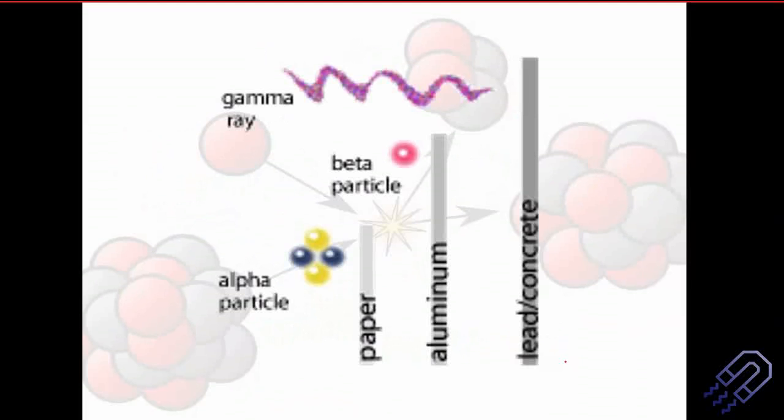This is something we saw in the last class also. If we have an alpha particle, it can be stopped by a piece of paper. If you have a beta particle, you can stop it with aluminum, even an aluminum foil. But if you need a gamma ray to be stopped, you definitely need some lead or concrete. So that is very important.